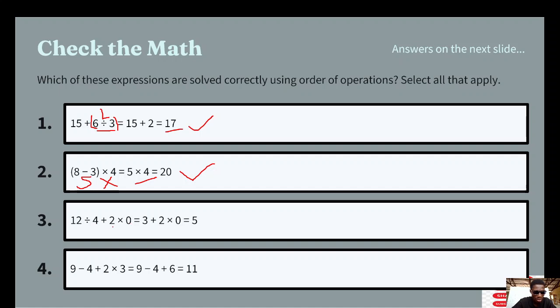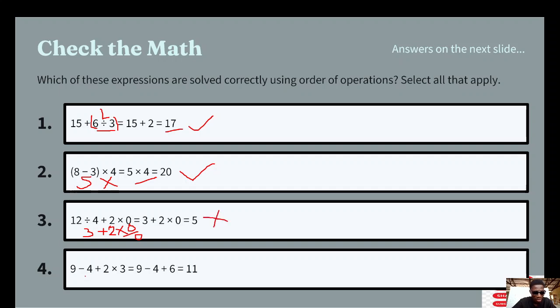So now let's go on to 12 divided by 4 plus 2 times 0. So remember there's multiplication here, but remember we are solving from left to right, so we start with division here. So 12 divided by 4 is 3. And then we have plus 2 times 0. Remember that here too we have to use the PEMDAS, or the order. So 2 times 0 first before you come to addition. So 2 times 0 is 0. So 0 plus 3 gives us 3. But this one is not 3, it's 5. So this one is wrong.